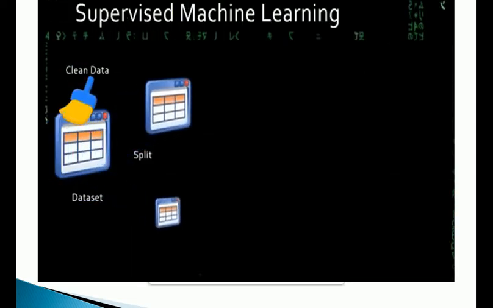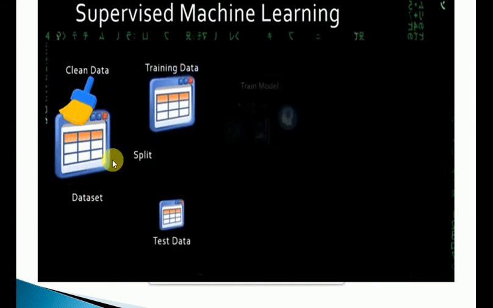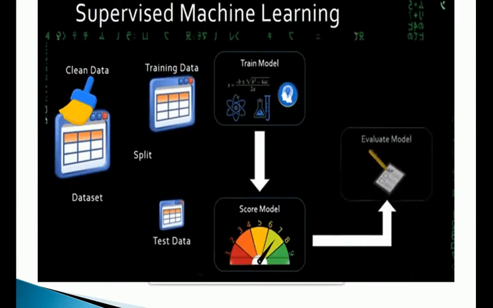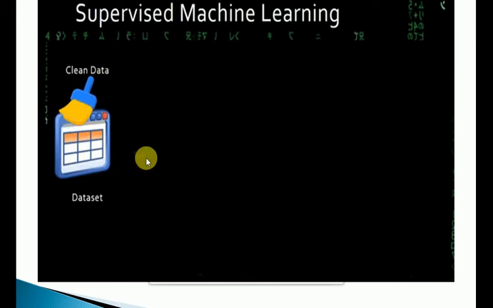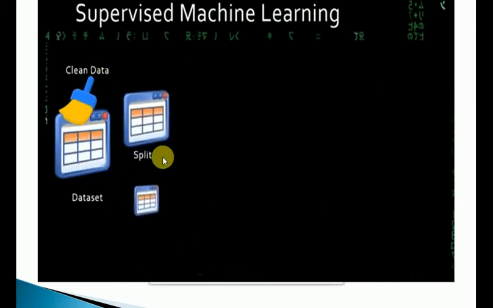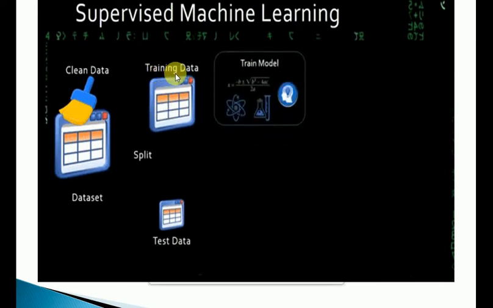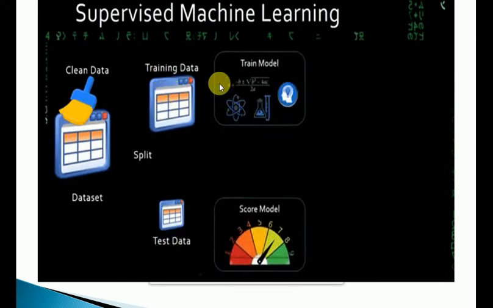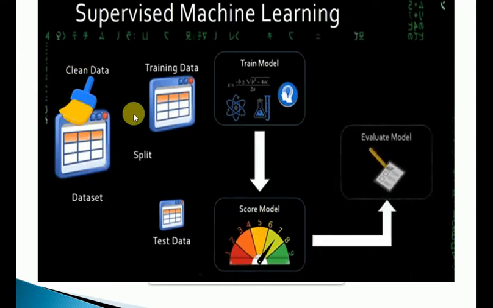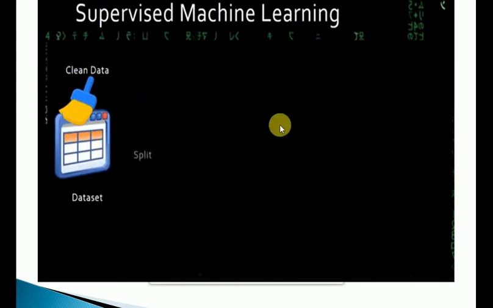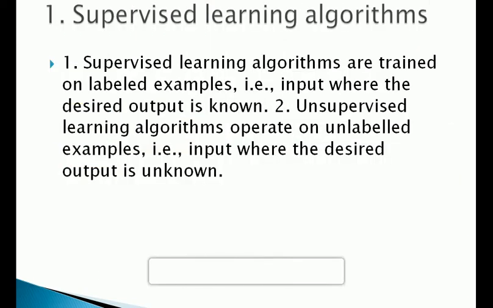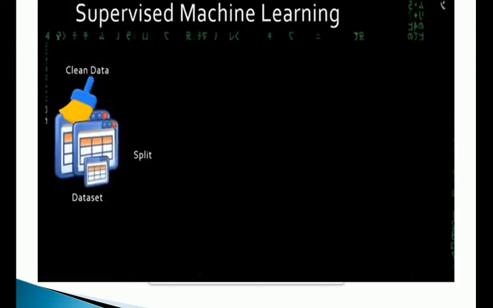It's an example. We can see that here we have a data set, and here we have a data set, and that is split. Let me show you again. That is split into training data and test data. After that we have train model and score model. So what we have done, we have data, and after that we have assigned labels to that. We can take an example from another perspective, how supervised machine learning works.